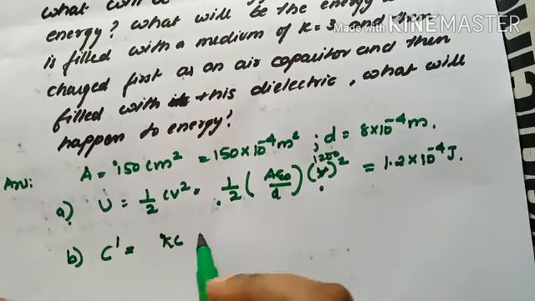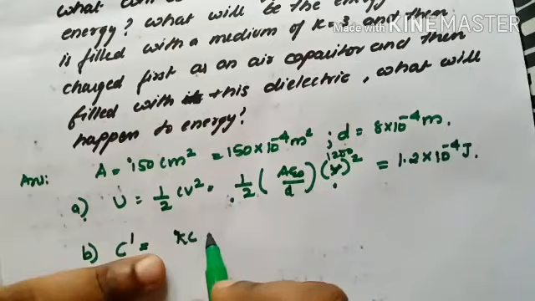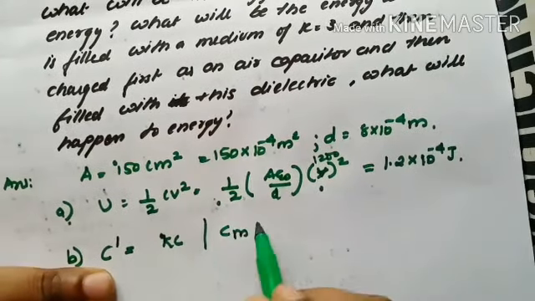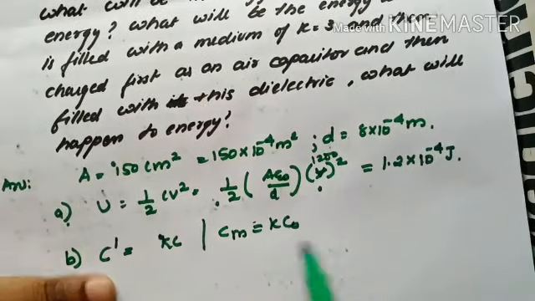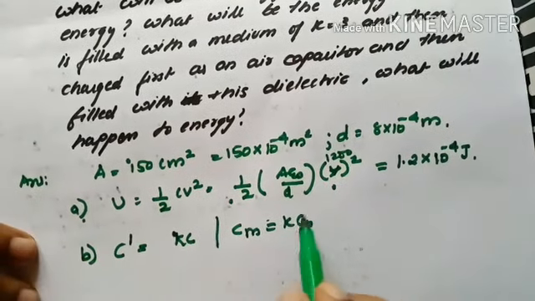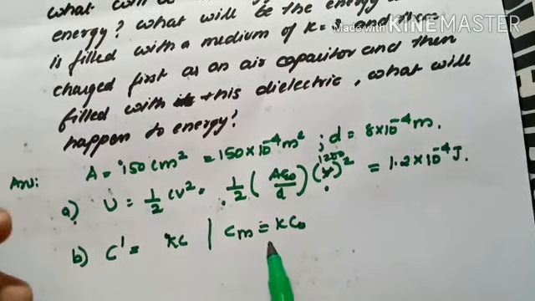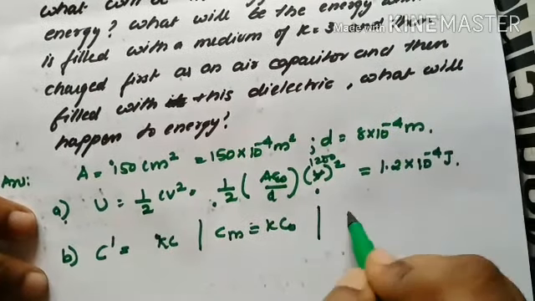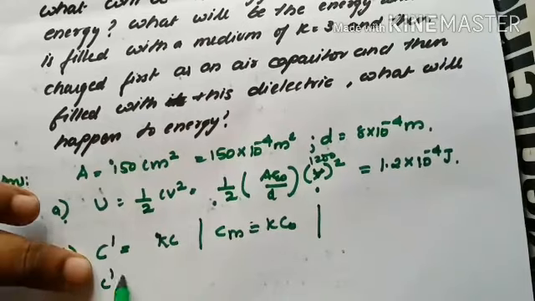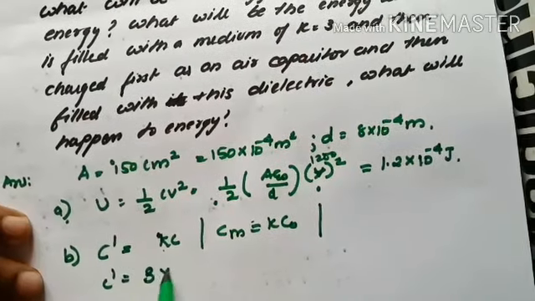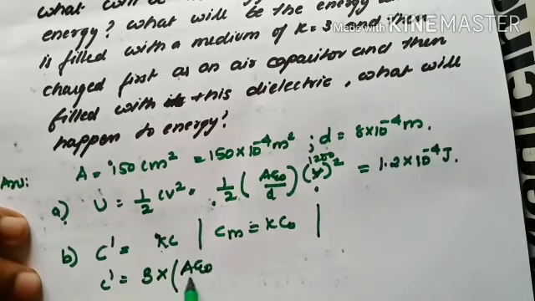Or I can say this much. I remember in place of C dash we had CM, same, is equal to K into C naught. The same expression. C naught is for capacitance in air, CM when there is a medium, and here the medium is a dielectric medium. Right, so what happens? So C dash, K is given as how much? 3. So 3 into A epsilon naught by D.